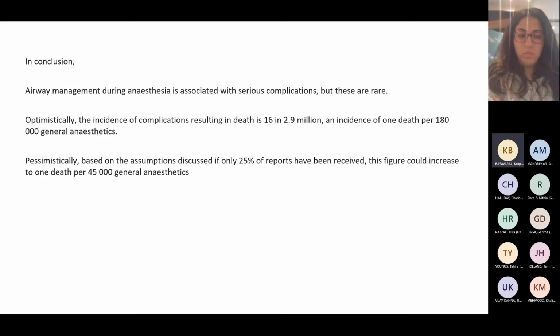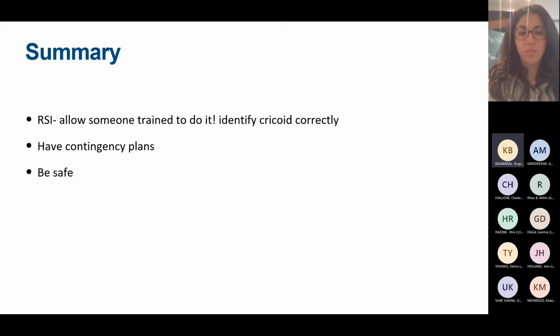So in conclusion, this is for the NAP4 study. Airway management during anesthesia is associated with serious complications. However, they are quite rare. Optimistically, the incidence is about 16.9 million, which is about 1 death per 180,000 GA cases. We'll leave it there. So in summary, I would say RSI allows someone trained to do it, identify the cricoid correctly, have contingency plans, be safe.